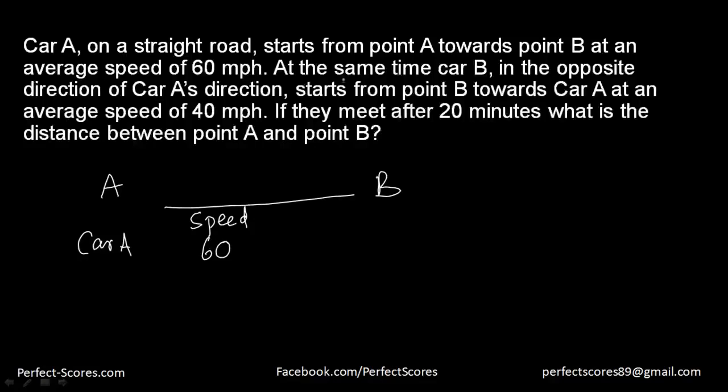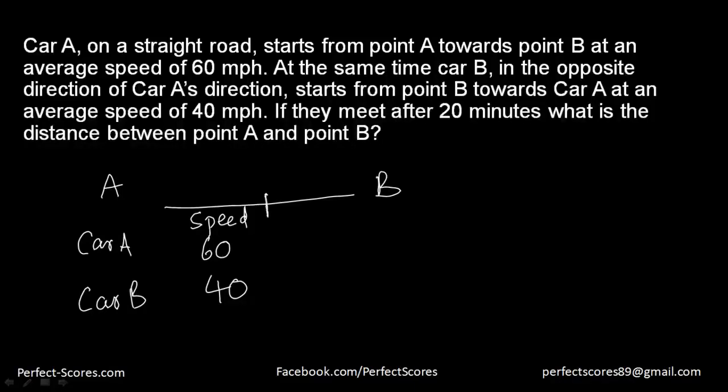And it says that at the same time, car B in the opposite direction of car A starts from point B towards car A at an average speed of 40 kilometers per hour. So car B travels at an average speed of 40 kilometers per hour, and if they meet after 20 minutes, what is the distance traveled? What is the distance between point A and point B?